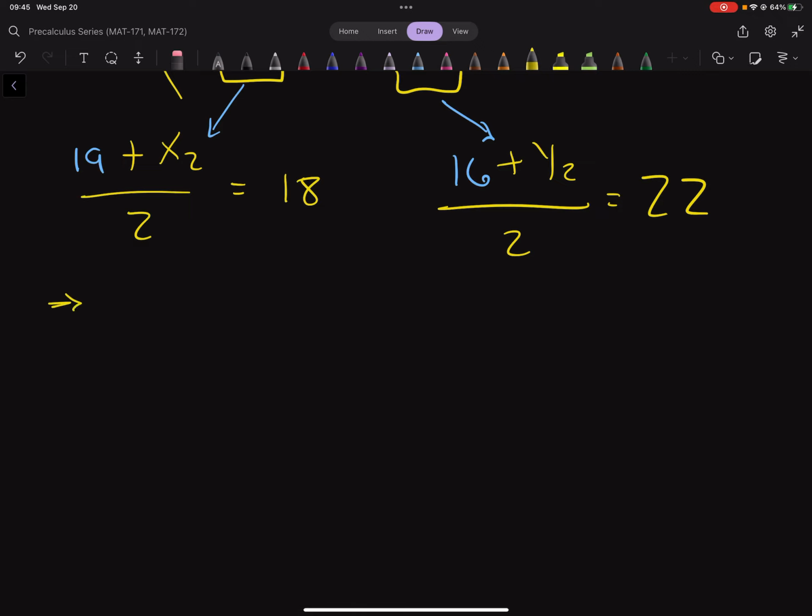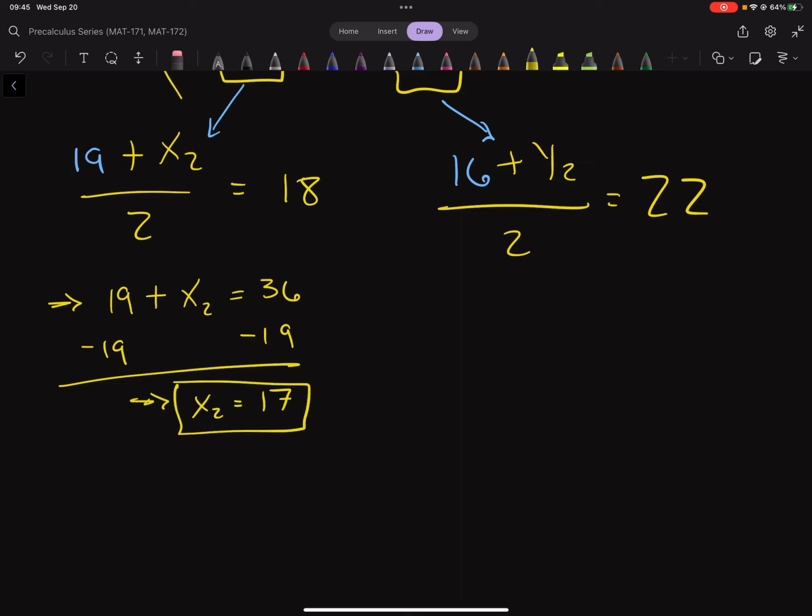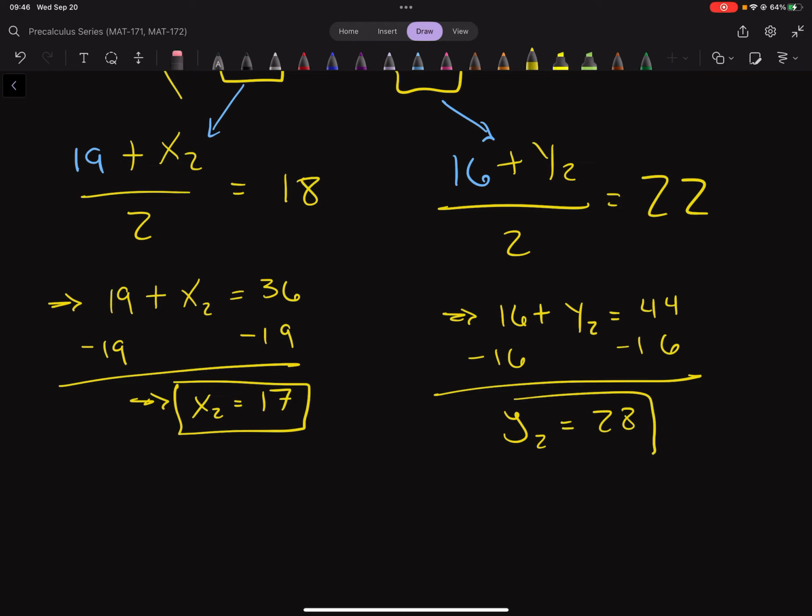I multiply both sides by 2. I get 19 plus x sub 2 is equal to 36. I subtract 19 from both sides, and x sub 2 is equal to 17. Over here on the y's, I do something similar. I end up with 16 plus y sub 2 is going to be equal to 44. I subtract 16 from both sides. 44 minus 10 is 34. 34 minus 6 is 28.